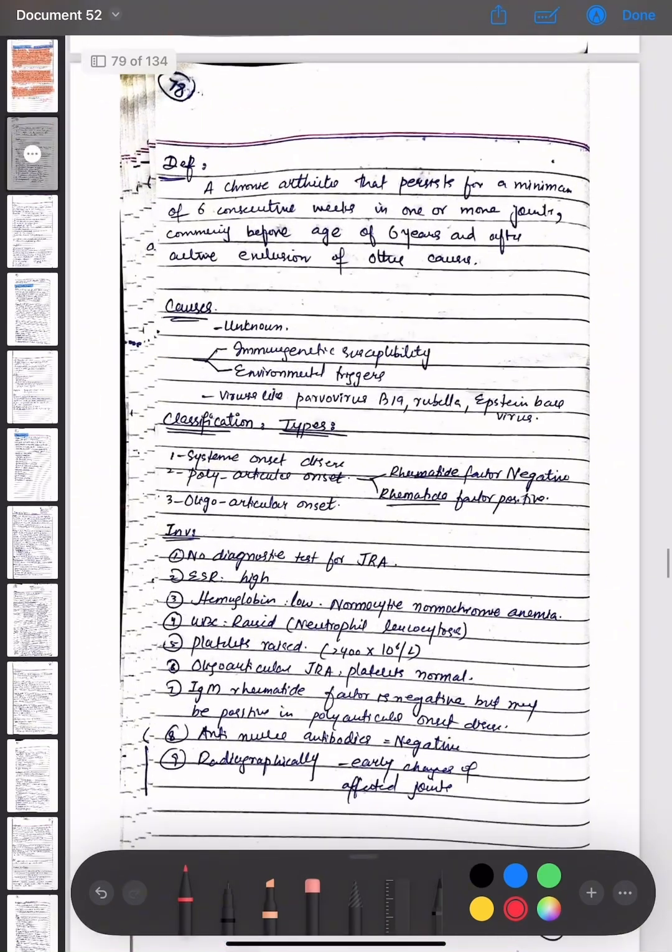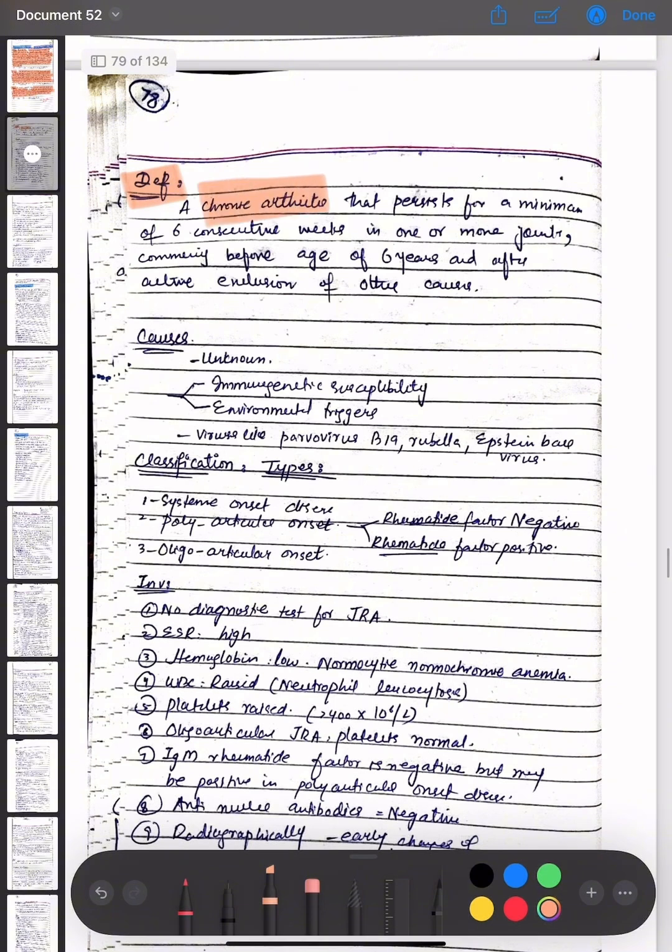Now, the definition: it is a chronic arthritis that persists for a minimum of 6 consecutive weeks in one or more joints, and occurs before the age of 16 years and after active exclusion of other causes. Okay, what is juvenile idiopathic arthritis? It is a chronic arthritis that persists for a minimum of 6 consecutive weeks in one or more joints, and it occurs before the age of 16 years and after active exclusion of other causes.